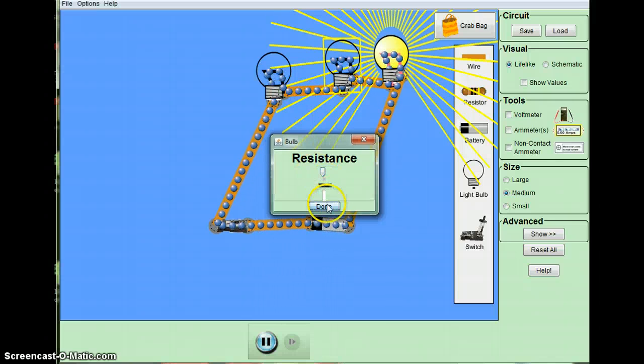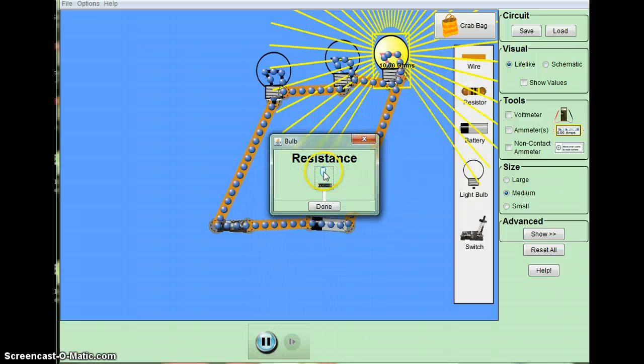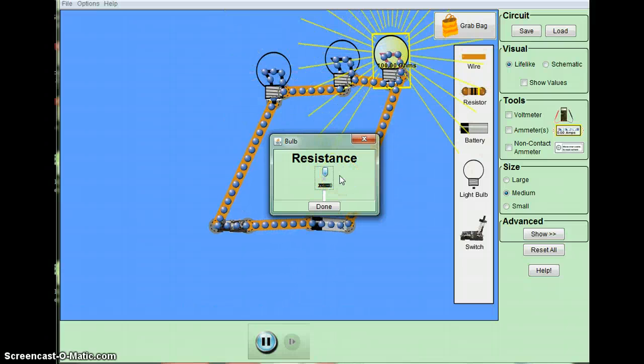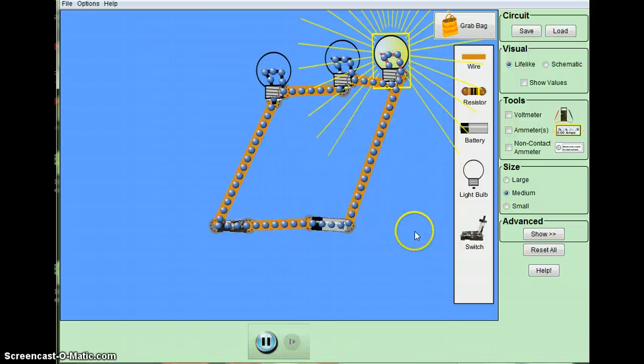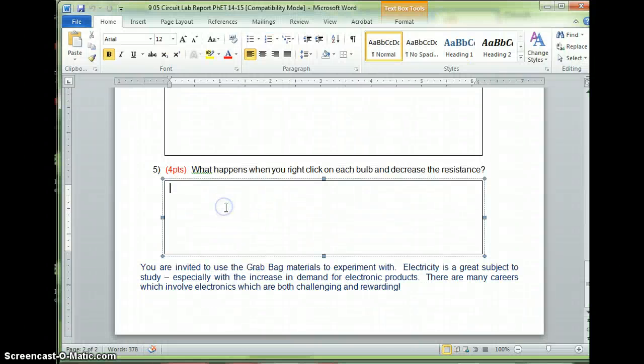Ooh, look at that. And then finally the last one, if I change this resistance a little bit down, oh, look what happened. I can move it back up to avoid that. So that's moving it down and that's moving it up. Okay, so hopefully you can get a good picture of what's going on when you change the resistance. And then you should be able to answer number 5.